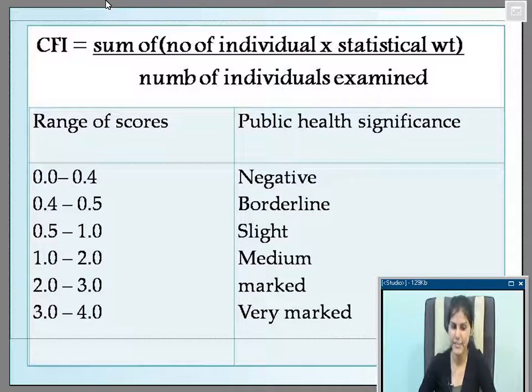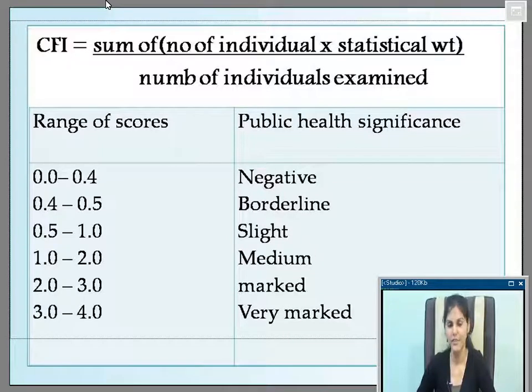Now what this index does is that all the individuals you have examined will have been assessed as one criterion, either very mild, questionable and so on. That is multiplied by the statistical weight, like we were discussing, either 0.5, 1 or 2, and divided by the number of individuals that you have examined. This will result in some sort of score. Now he has classified the score on 6 different levels.